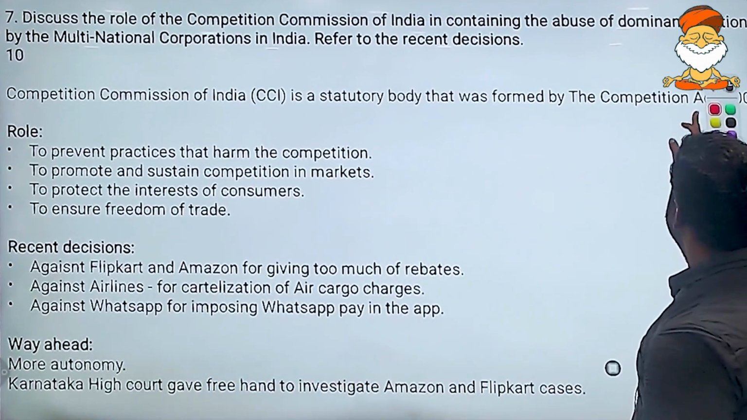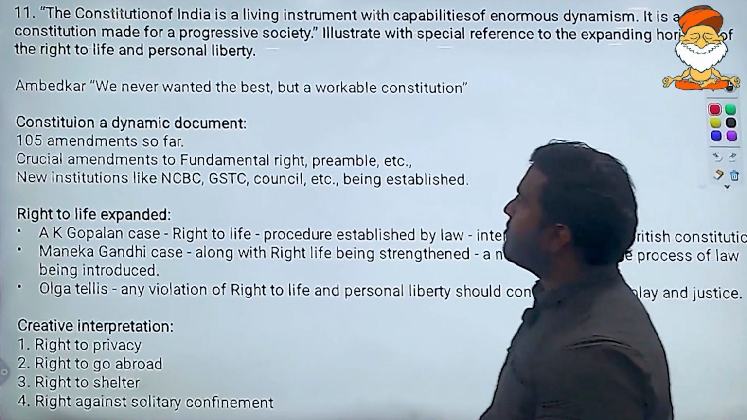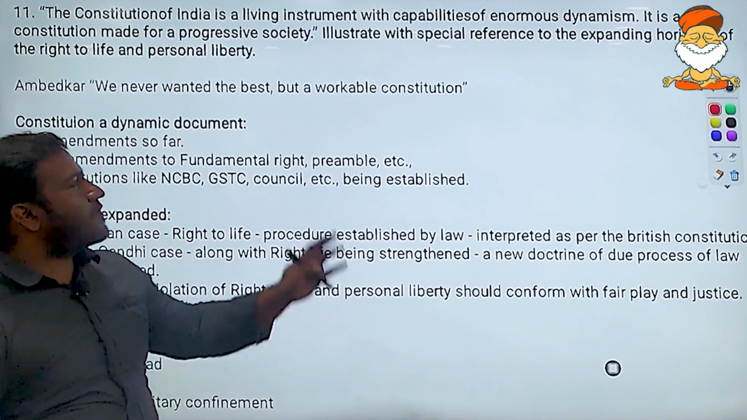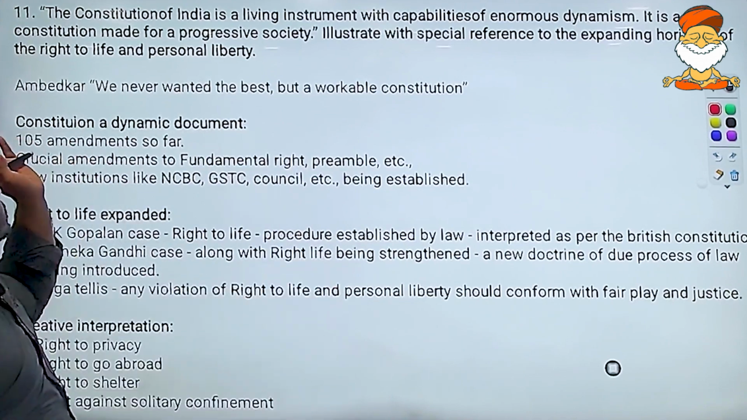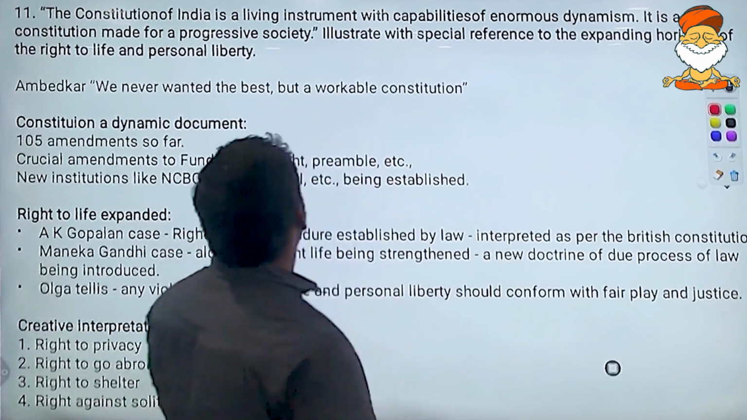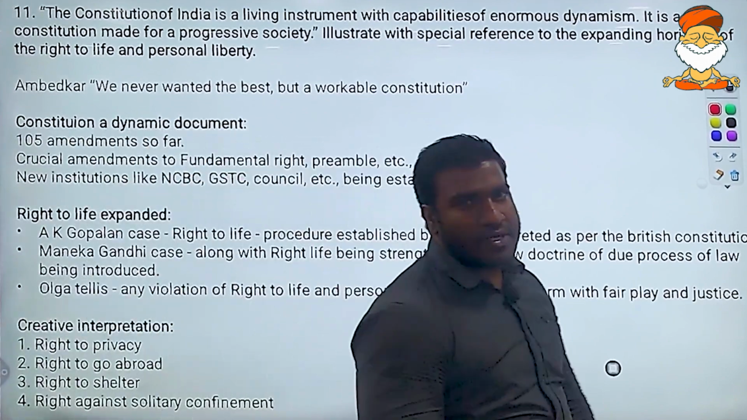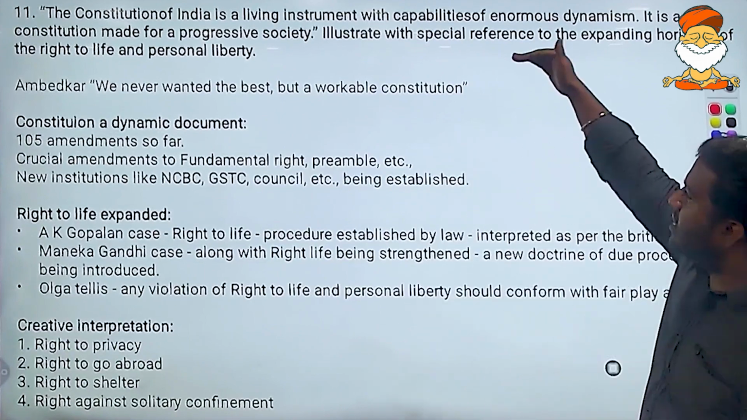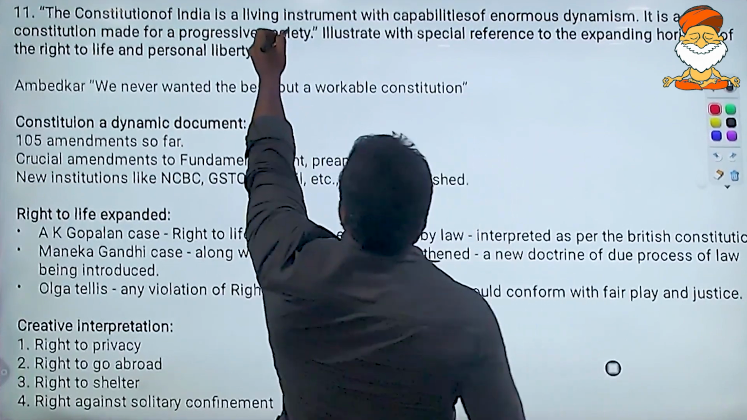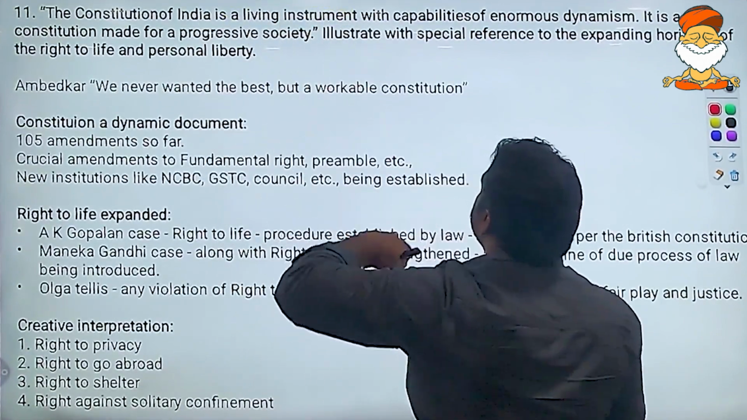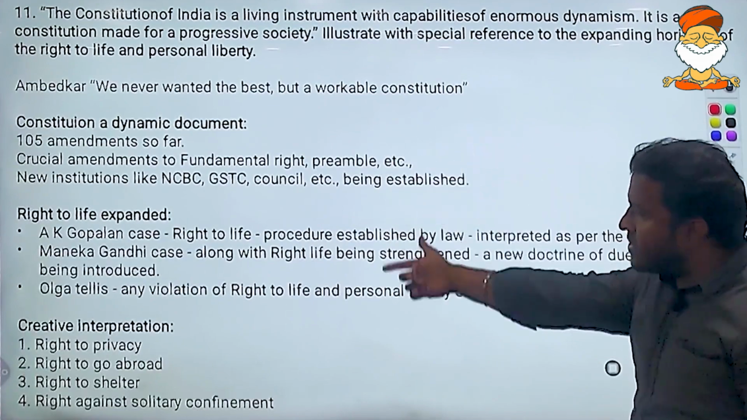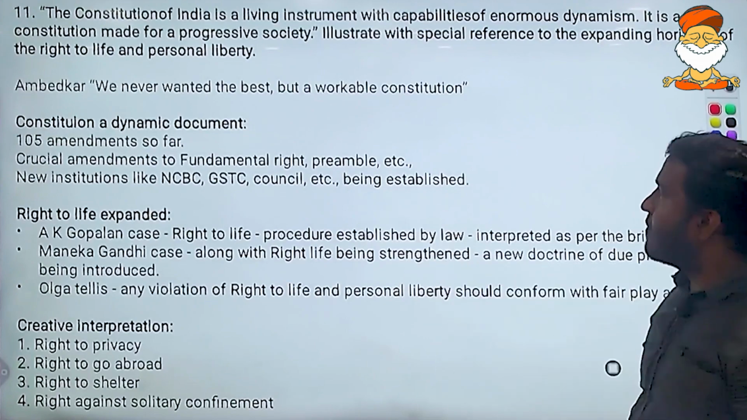Then come to the next. The Constitution of India is a living instrument with the capabilities of enormous dynamism. It is a constitution made for a progressive society. Illustrate with special reference to the expanding horizons of right to life and personal liberty. So friends, this is a 15-mark question. In the first part you will show how the Constitution is a living document, and then you will speak about how the right to life has been making the Constitution a living document.